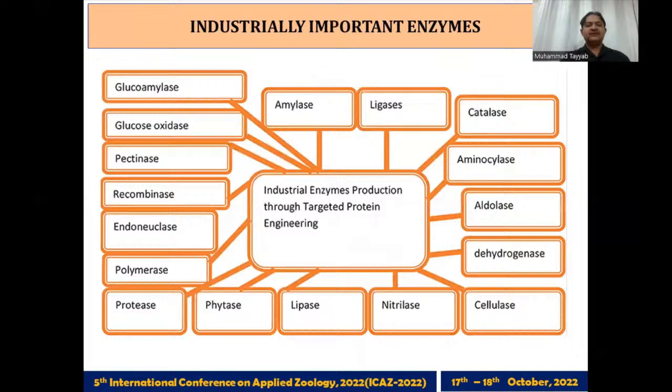Here we have some examples of enzymes, like glucoamylase, glucose oxidase, pectinase, recombinase, endonuclease, polymerase, protease, phytase, lipase, and many more. These are a few of the examples of enzymes which are important for the industry.